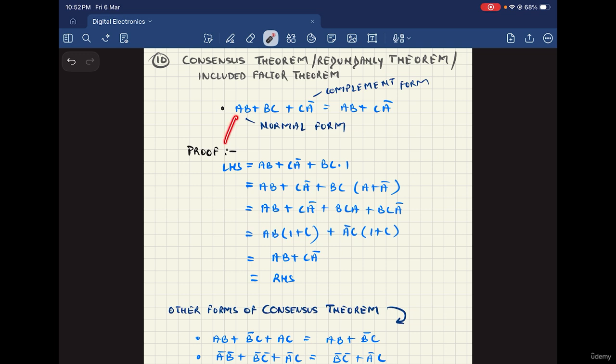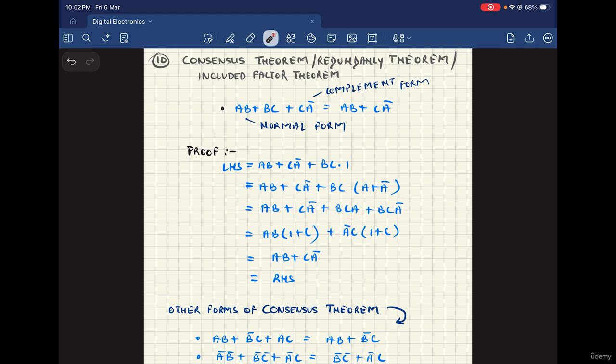You can prove it if you want. It's not used most of the time, but you should know it. So the left hand side is AB plus CA bar plus BC. I can write BC dot 1, which will be BC only, and this 1 I'll replace with A plus A bar. This is the OR law, right? A plus A bar is 1 only. So we can replace like this, and now you can distribute it: BCA plus BCA bar, this is CA bar, this is AB.